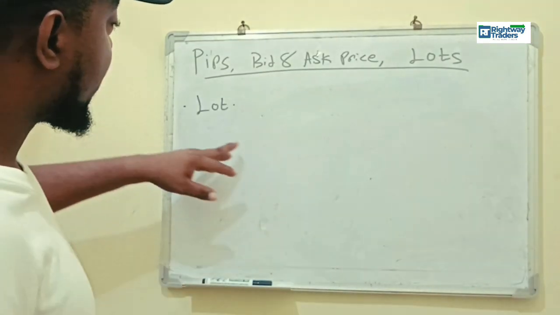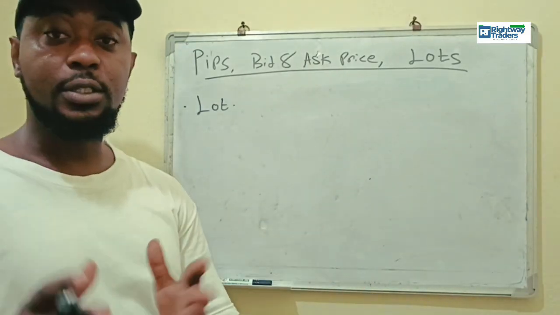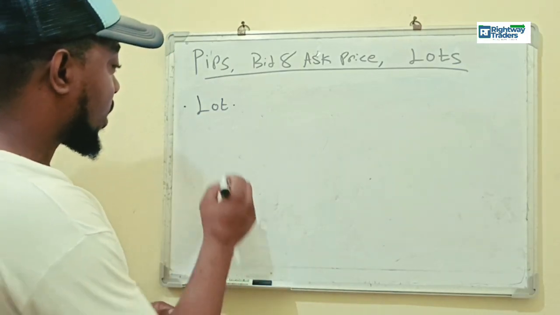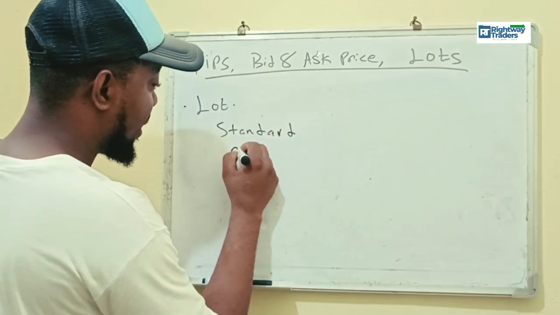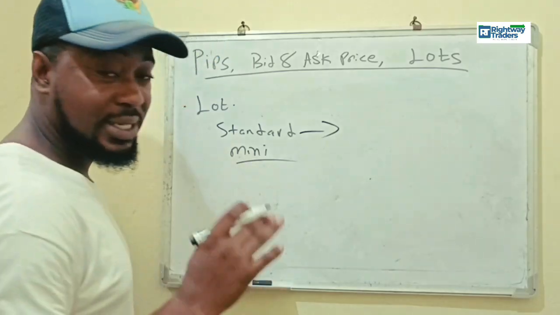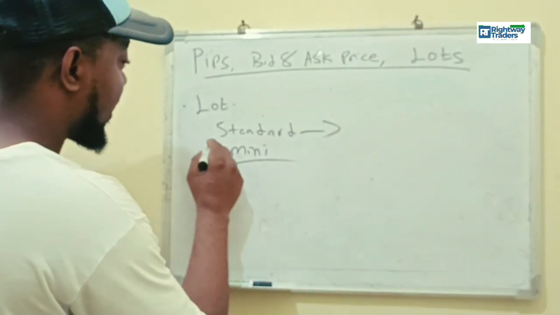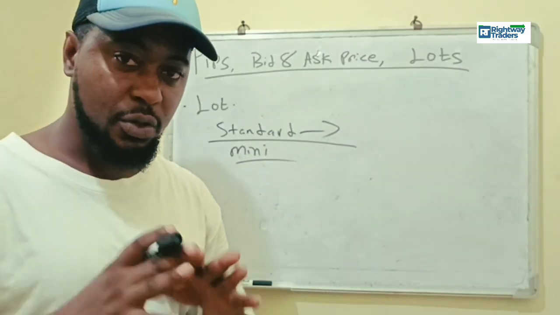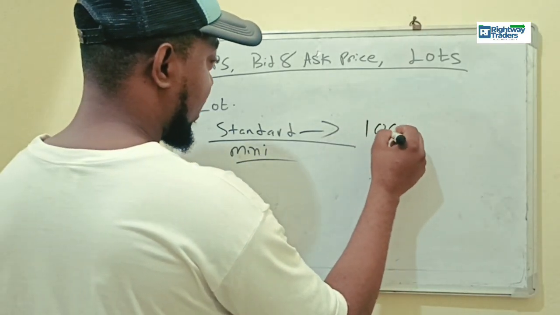And in provision of the leverage, we have what we call lot size. Lot size is the amount of units of currency you are buying or selling. We have standard lot size in forex trading, we have a mini lot size and the rest. But in this video, I'm going to talk about only standard lot size, because this is where retail traders find themselves the most. In forex trading, standard lot size means 100,000 units of a forex currency pair.